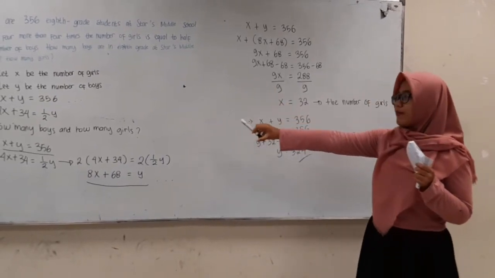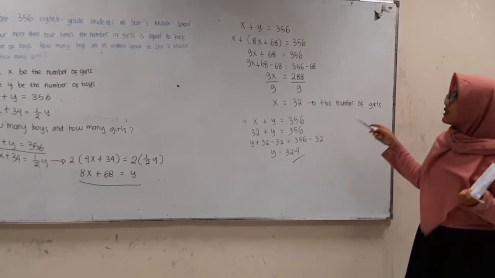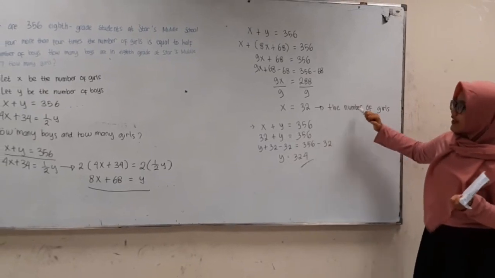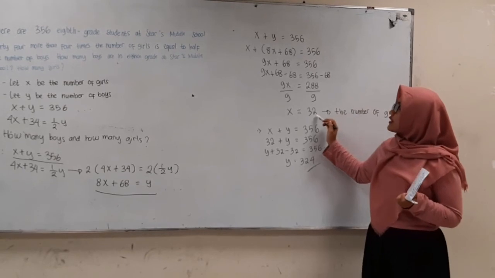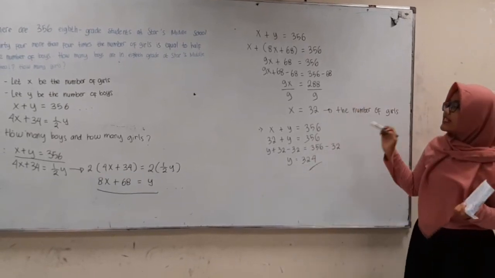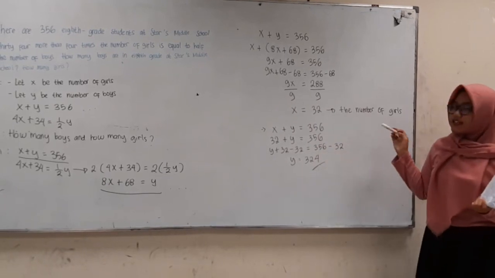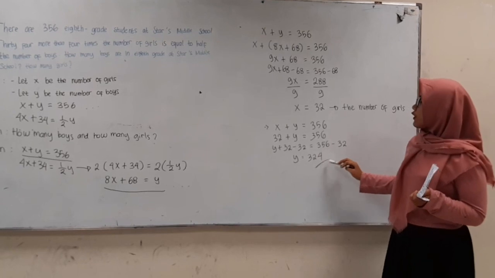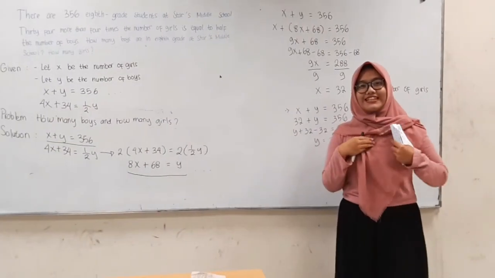So we get the answer to the question: how many boys and how many girls in 8th grade at Stars Middle School. The girls in 8th grade at Stars Middle School are 32 students, and the boys in 8th grade at Stars Middle School are 324 students.